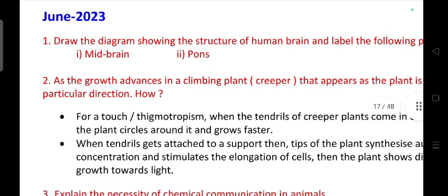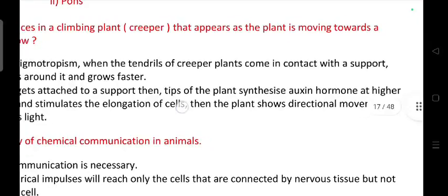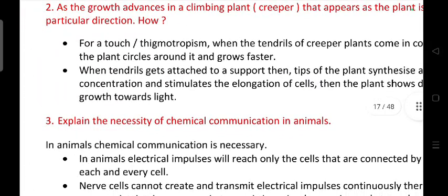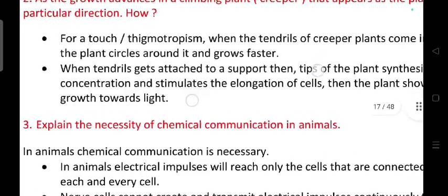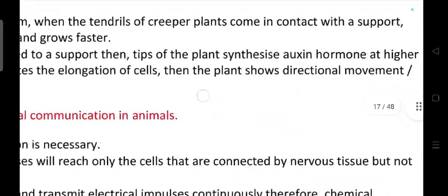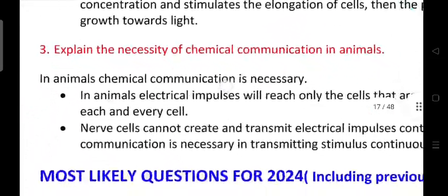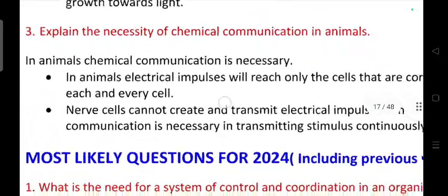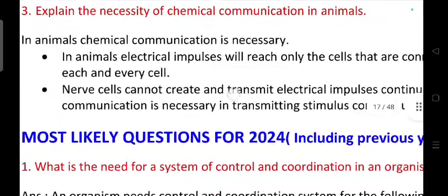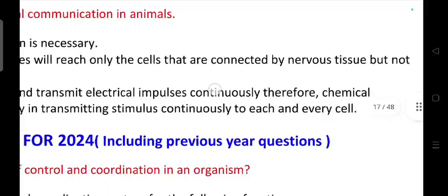Next come to second question. As the growth advances in climbing plant, creeper that appears as the plant is moving towards a particular direction. How? So this is the answer. So slow down the video and write down the answers, or else you can take screenshot and write down. Next, explain the necessity of chemical communication of animals. So answer is given. See, write down the answers.